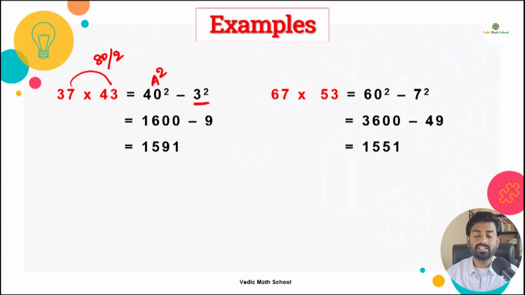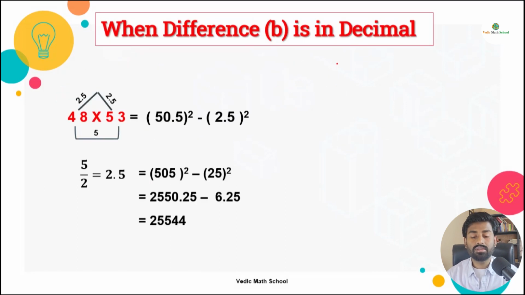3 square is 9. So 1600 minus 9, that is 1591. This is the answer. This question we had already discussed. Now sometimes you will find a decimal value.